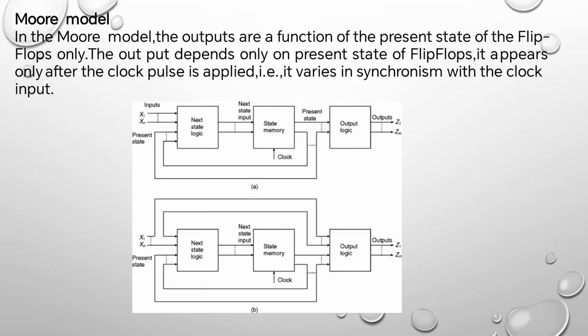Moore model. In the Moore model, the outputs are functions of the present state of the flip-flops only. The output depends only on the present state of the flip-flops. It appears only after the clock pulse is applied. That is, it varies in synchronism with the clock input.